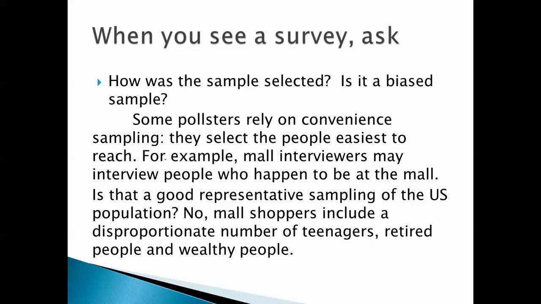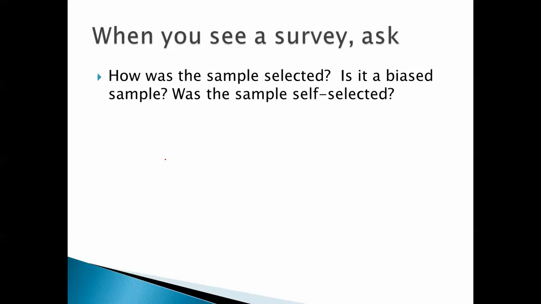Some pollsters rely on convenience sampling. They select the people easiest to reach. For example, mall interviewers may interview people who happen to be at the mall. Is that a good representative sample of the U.S. population? No. Mall shoppers include a disproportionate number of teenagers, retired people, and wealthy people.